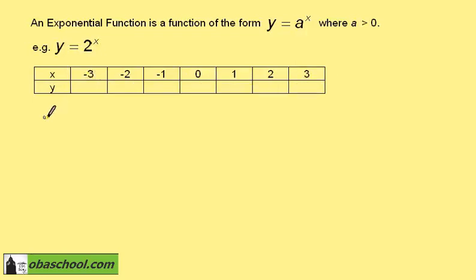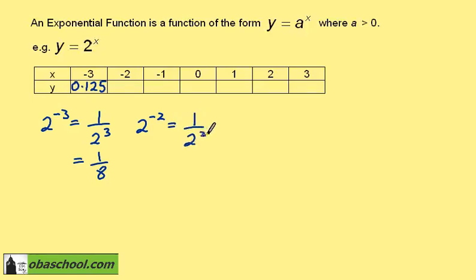If x is equal to minus 3, then y is 2 to the minus 3, which is 1 over 2 cubed, which is 1/8. As a decimal, this is 0.125. If x is minus 2, 2 to the minus 2 is 1 over 2 squared, which is 1/4, or as a decimal, 0.25.